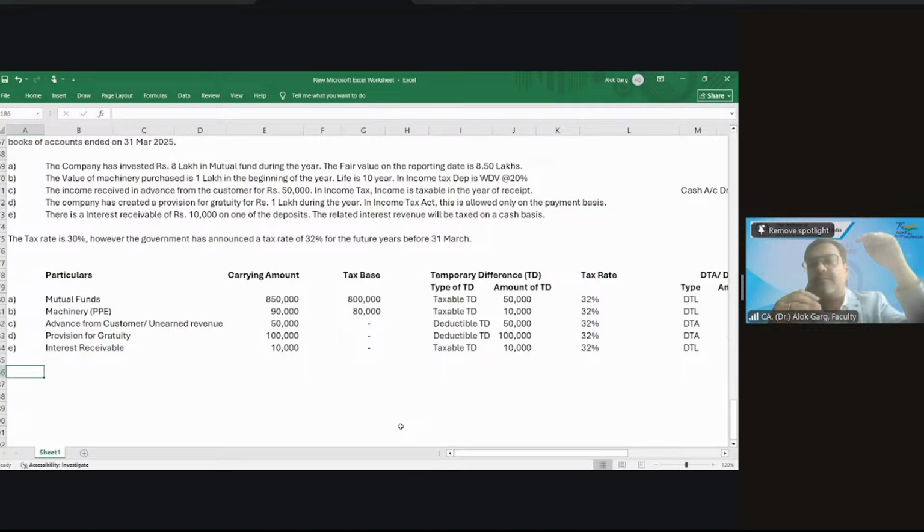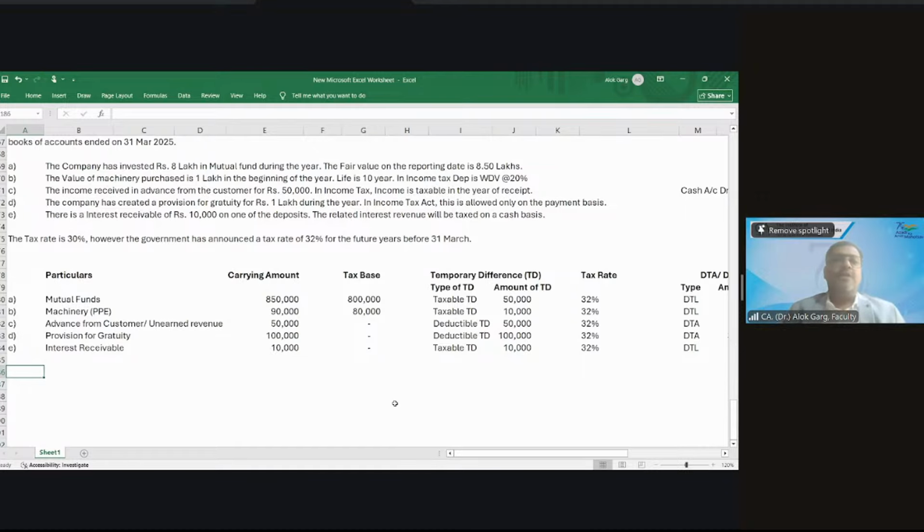we have to reduce the liability. Reduce your liability. Negative liability means we have to debit it, and that creates the tax deductible temporary difference. Right? You have to reduce it. Right? So this is something which you need to do.